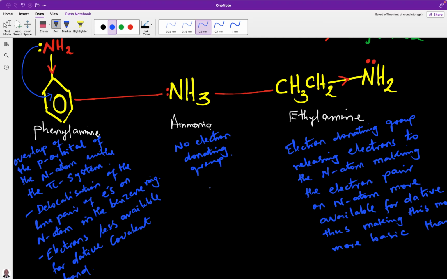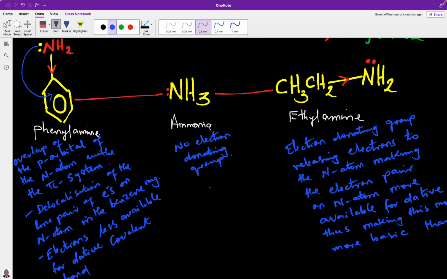So in that case, the more the number of electron donating groups, what happens? There's going to be more electron release on the nitrogen. More electrons are going to be made available for what? For dative covalent bond with hydrogen ion. And for that purpose, that amine is going to be highly basic.